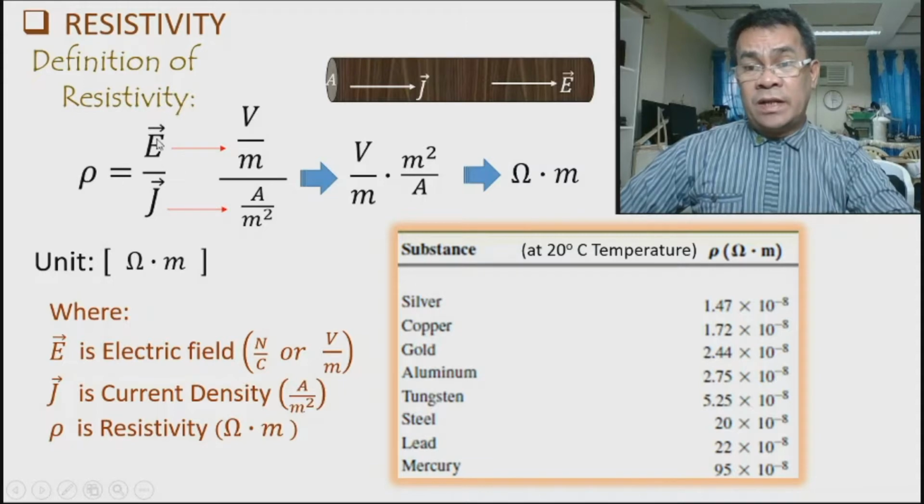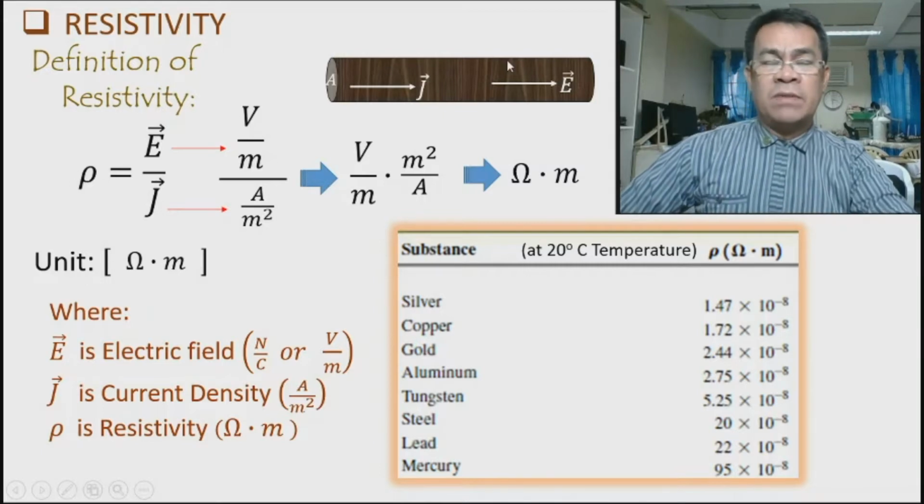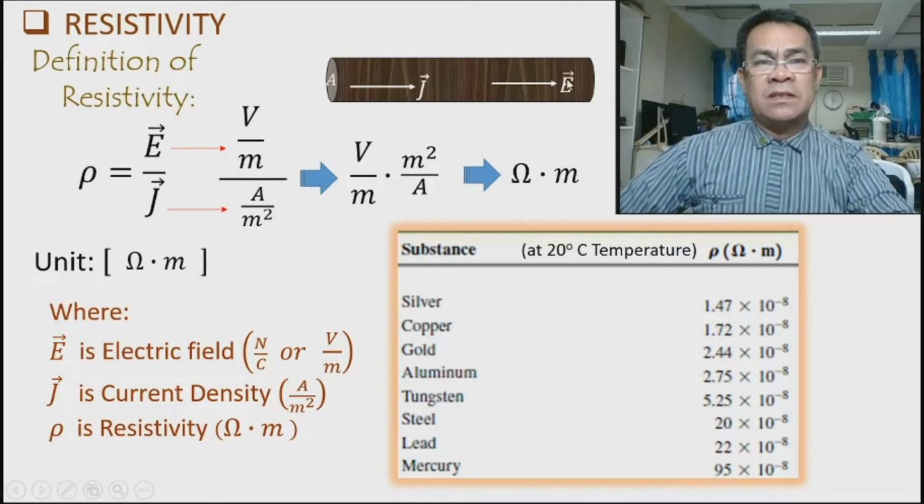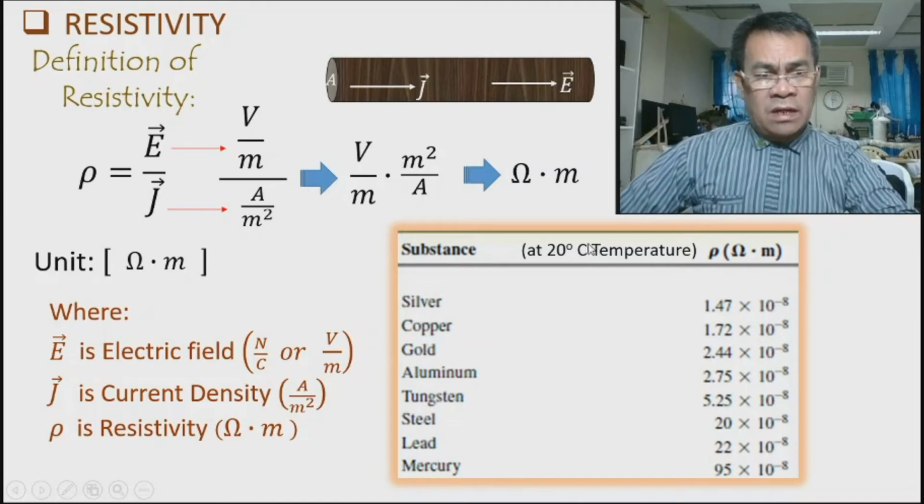But if you divide electric field by the current density, this is always constant for the same material. Which means that if you increase the potential difference, you are increasing E, then you are also increasing I, and you are increasing J. So if you divide E by J, the result is always the same, and we call that the resistivity. Now, these are the result of the experiments at room temperature, 20 degrees Celsius.